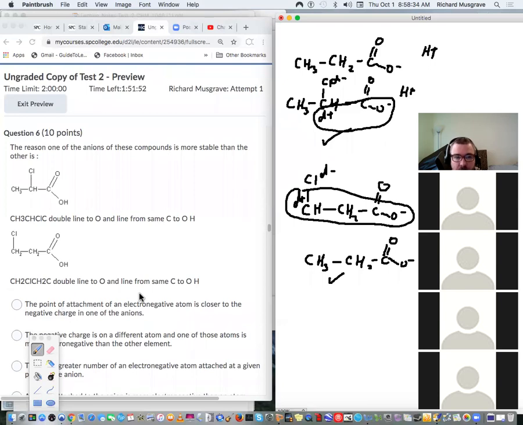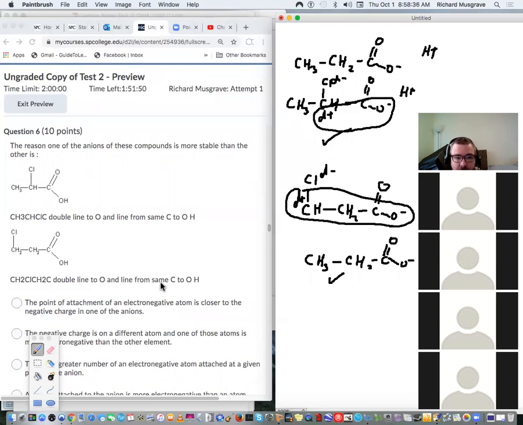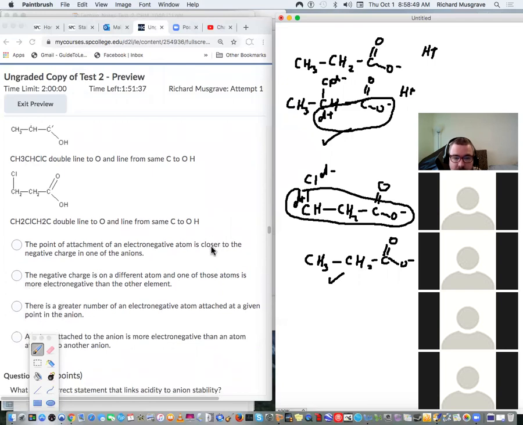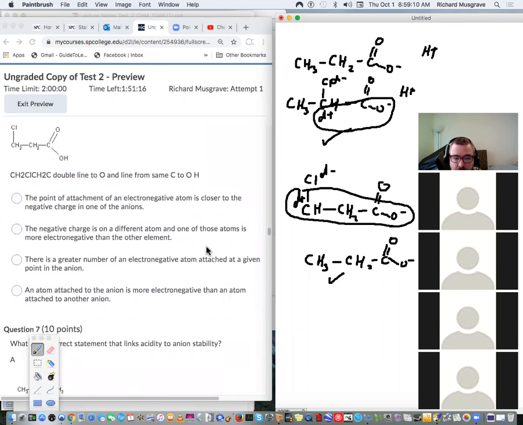Okay, the reason one of these anions is more stable than the other: you look at it, you can see that we've got Cl and Cl, and they're in different locations. So we know it's got to be something to do with distance from the negative charge. And that's why this one I would be talking about something closer. So that would be the answer there. What I would ask you to do is go back through the lectures where I mentioned those 4 different scenarios and how to tell the difference between them. That will certainly help you with that question.